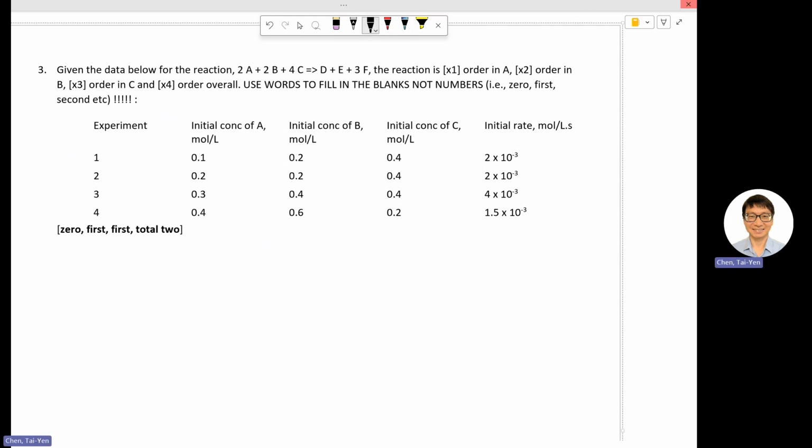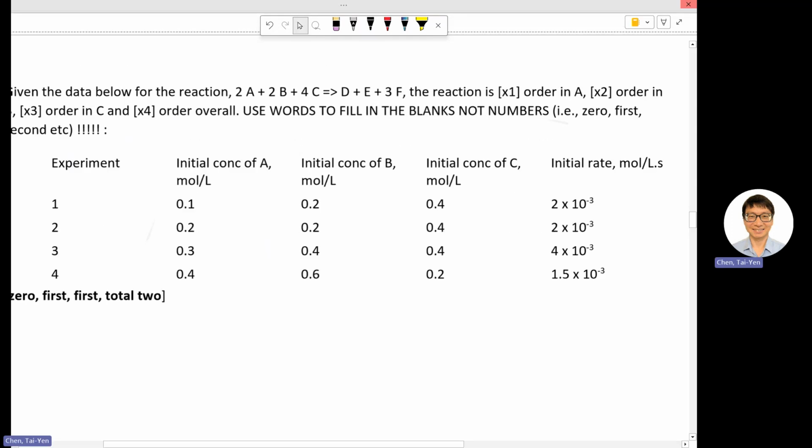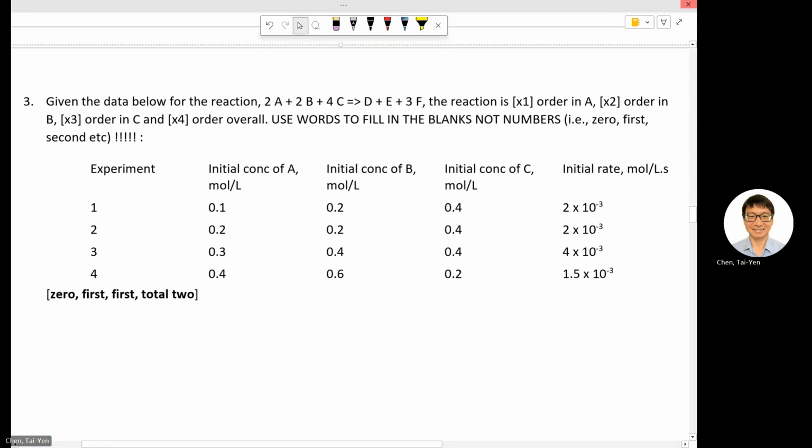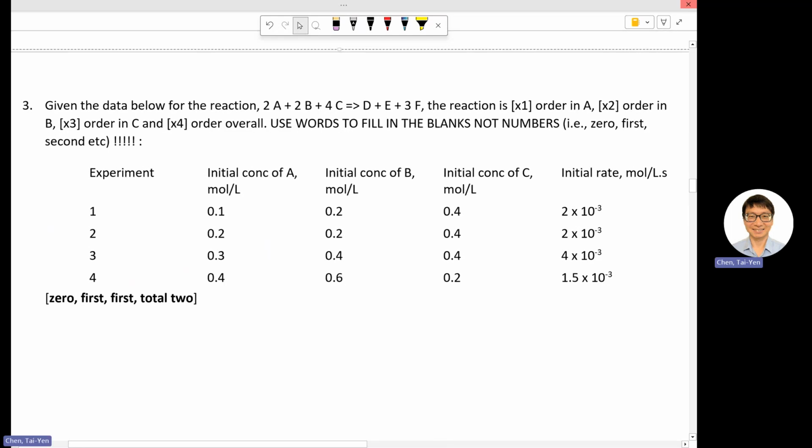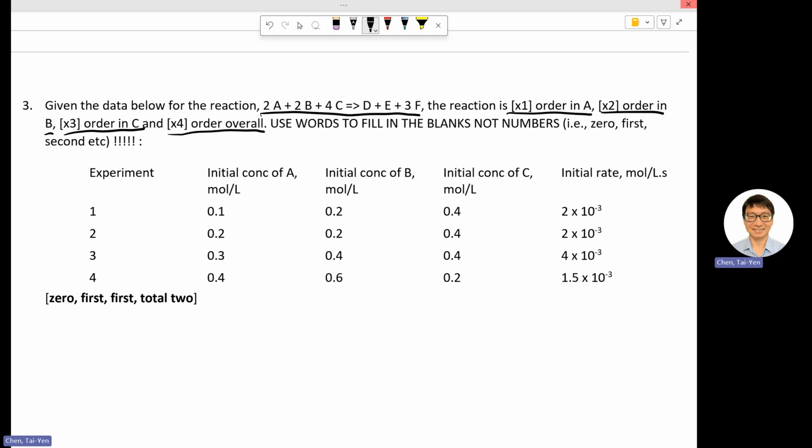All right, if I'm going to read through a question really quickly, it says: given the data below for this specific reaction, the reaction is X1 order in A, X2 order in B, X3 order in C, and X4 order overall. They want to know those numbers.